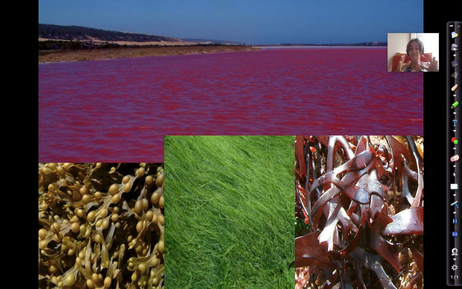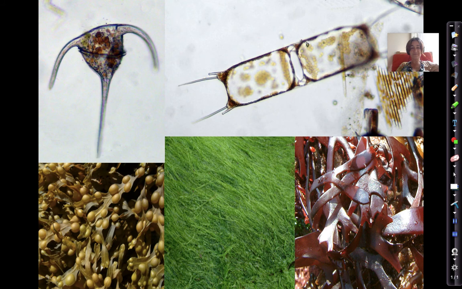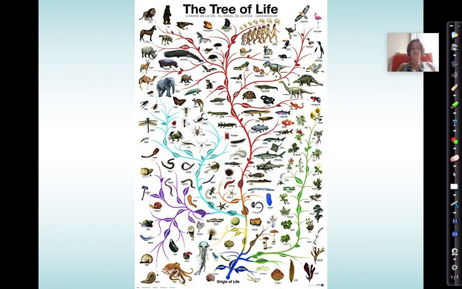So even in what we think of as something that we all know what it is, a seaweed, we actually don't all know what a seaweed is. They're different things. Oh, here's some more algae for you. Okay, so here's a very nice picture of a tree of life.